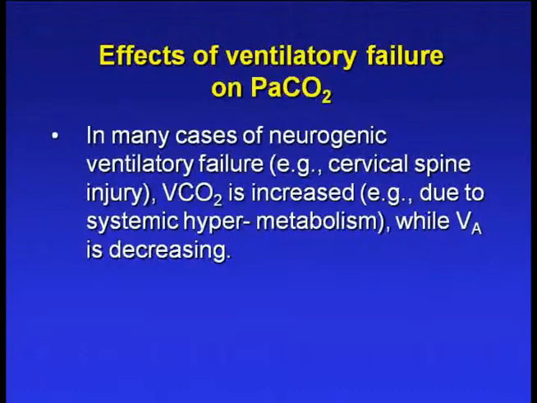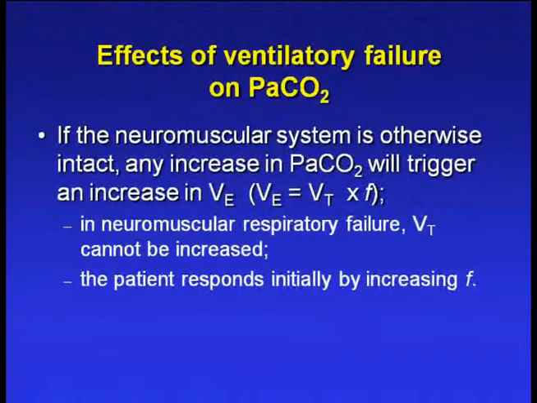So in neurogenic ventilatory failure, for example, with cervical spine injury, keep in mind also that CO2 production may be increased. So not only are you having trouble clearing what you would normally make, but you may have an increase in production. This might also be a problem if you overfed somebody, but of course nobody overfeeds anymore.